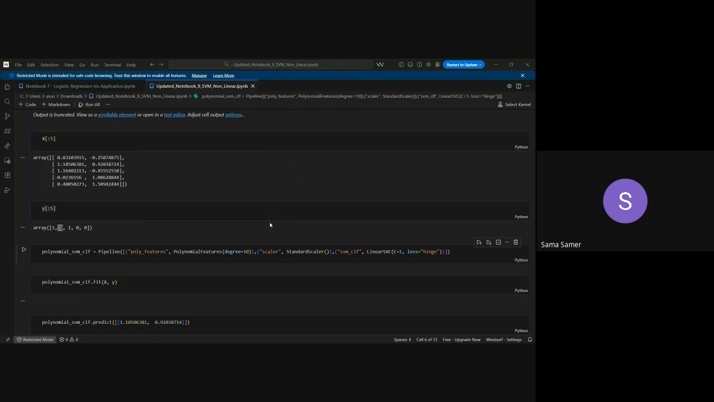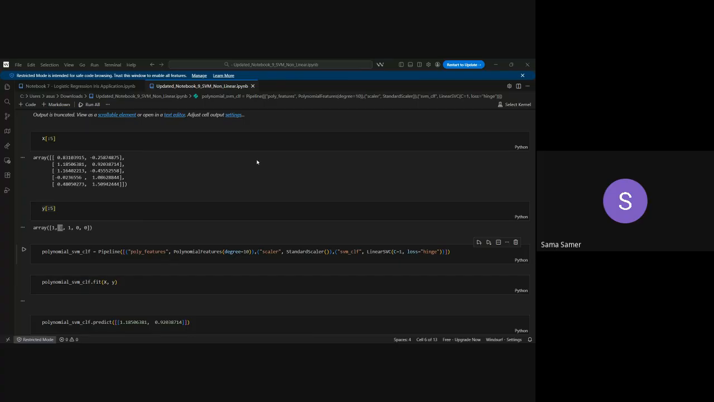Then we have a linear SVC with C equal to 1. This is the regularization parameter. Large C and small C determine whether you have a soft margin or a hard margin. Large C means stricter, less tolerance, no violations. Smaller C means more regularization. And the loss is equal to hinge, the SVM hinge loss, which penalizes the points inside the margin but allows this violation.